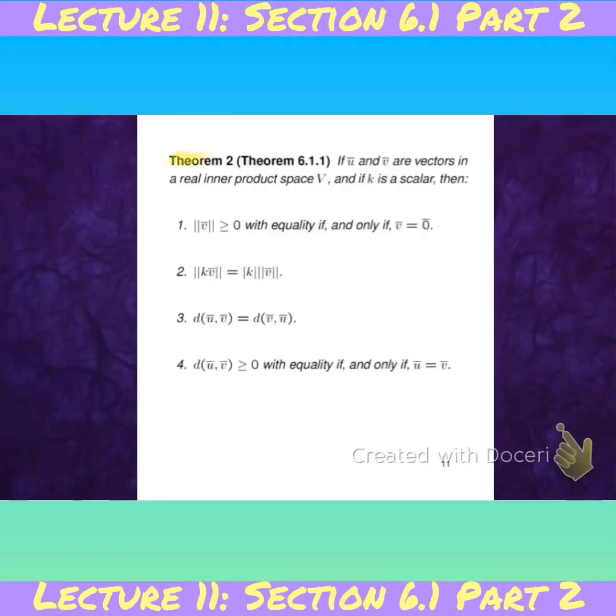This brings us to theorem 2, which states that if u and v are vectors in a real inner product space V, and k is a scalar, then the norm is always bigger than or equal to 0, with equality if and only if v is the 0 vector. Then you've also got the scalar multiple property of the norm: the norm of kv is the absolute value of k multiplied by the norm of the vector. And the distance between u and v is always the same as the distance between v and u. And the distance between u and v is always at least 0, with equality if and only if u is equal to v.